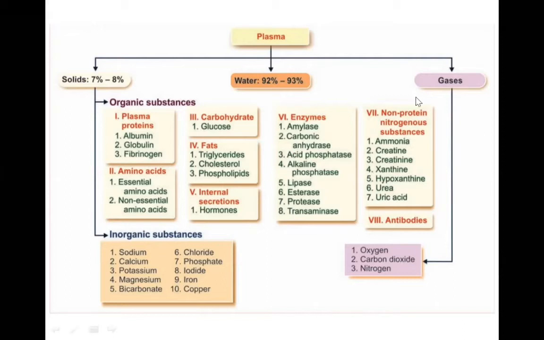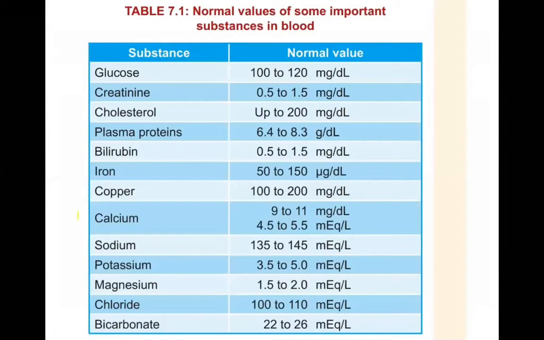So the inorganic substances, we have mostly ions, that is sodium, calcium, chloride, phosphate, potassium, magnesium, bicarbonate, copper. Then also, we've said that it contains water, which is 92 to 93%. So the highest percentage is water, other than solids. So it also contains gases such as oxygen, carbon dioxide, and nitrogen. So here we'll have a look at normal values of important substances in blood, like glucose, creatinine, the levels that will enable you to know if a person is in good health or not when you've taken a sample of blood.